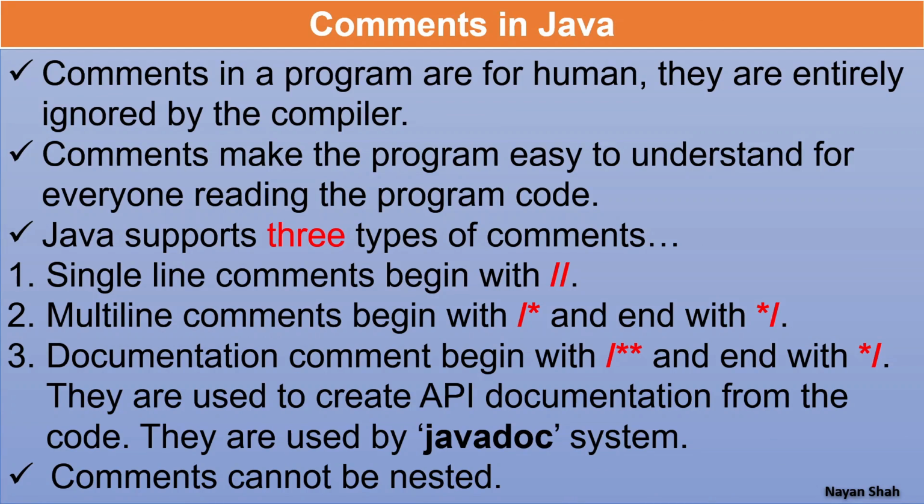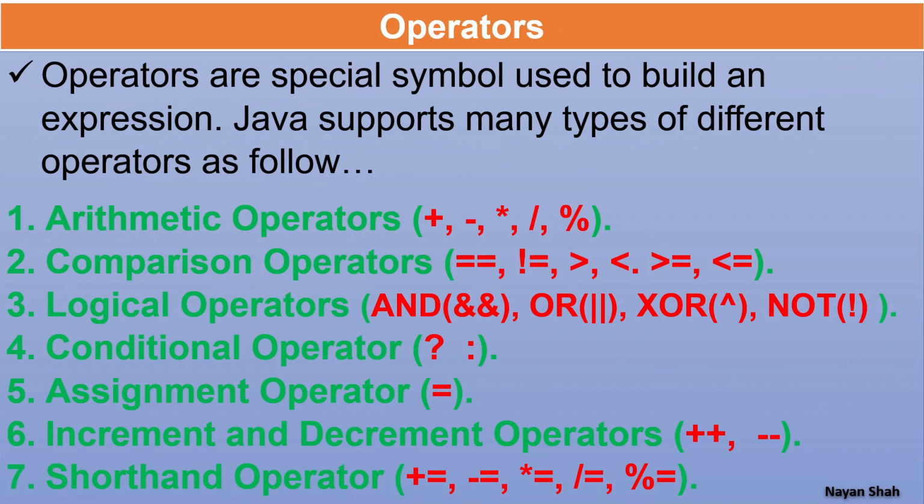Comments in Java, there are 3 types of comment: single line, multi-line and documentation comment. Now we'll see the new topic, that is operators in Java. Java provides many different types of operators, and operators are special symbols which are used to build an expression. When we want to write an expression, we need some operators to be used.